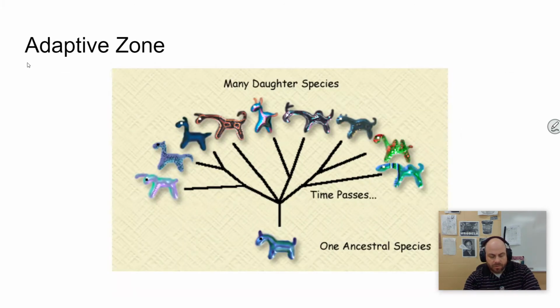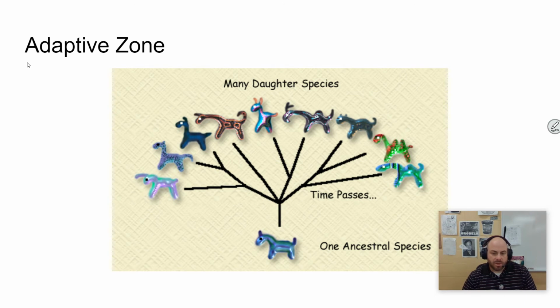And so we have a couple of terms for this. One of those terms is adaptive zone. An adaptive zone is the relationship between the species and the environment. As the environment changes, the species is going to change with it, and there's going to be certain pressures on that species to change, or it's going to die. And so think of it as a mutual relationship between the environment and the organism.